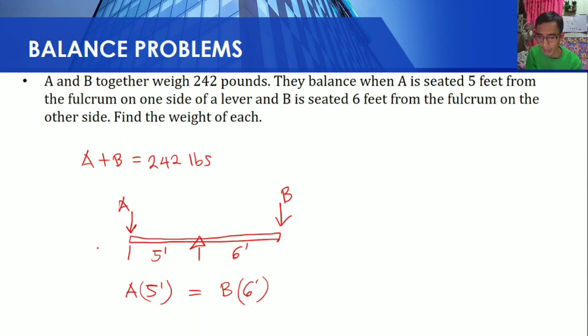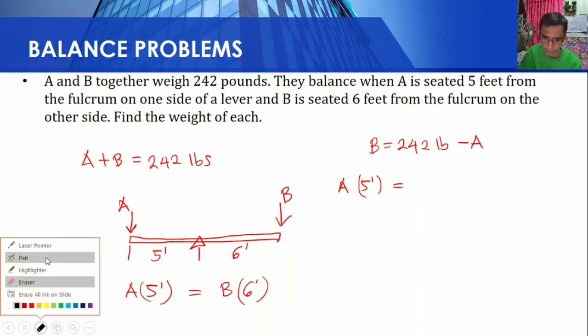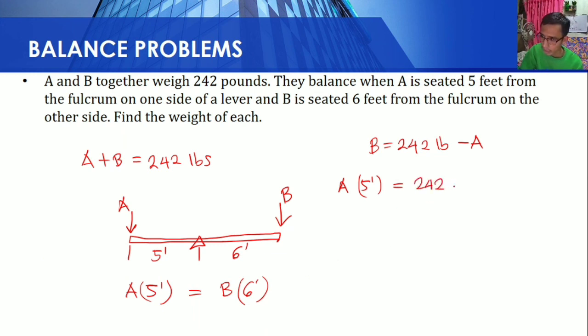Let's get the value of B in terms of A from our first equation. B is equal to 242 pounds minus A. Substitute that into our second equation. A times 5 feet is equal to B, and the value of B is 242 minus A, multiplied by 6 feet. So, 5A is equal to 242 times 6, which is 1,452 minus 6A.